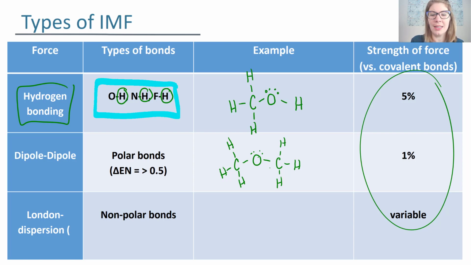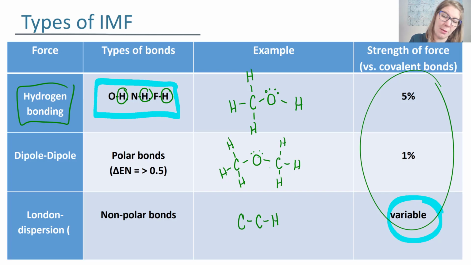London dispersion forces exist when you have nonpolar parts of a molecule. Notice how we said that the strength of this is variable. It depends upon how big the molecule is. So for small molecules, this is going to be really weak. For really, really big molecules like wax, which is C25H52, it's going to be strong enough so that wax is a solid at room temperature. Here, London dispersion forces are going to exist between molecules that are only nonpolar.